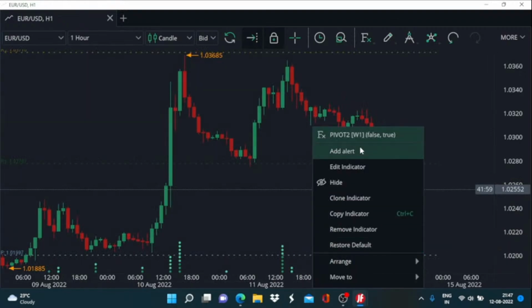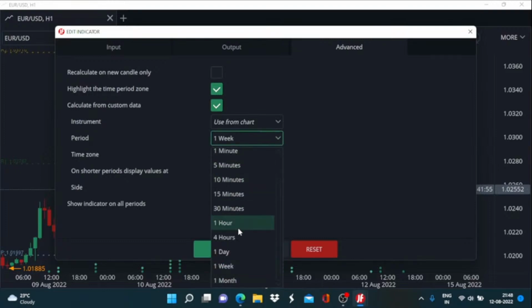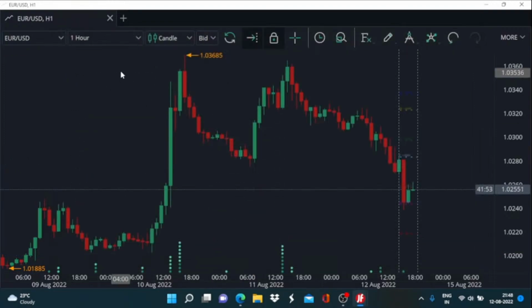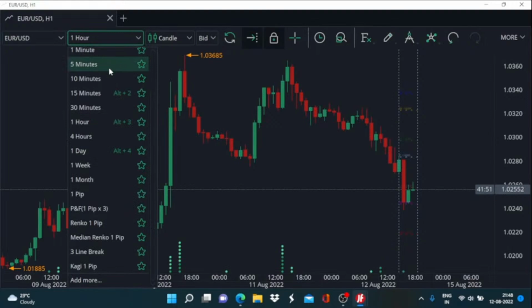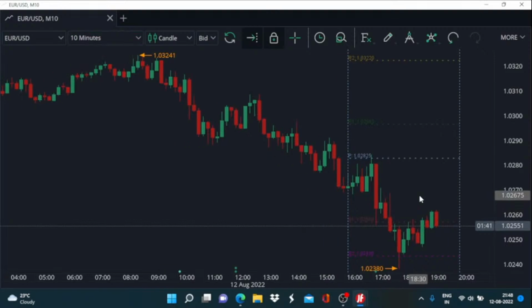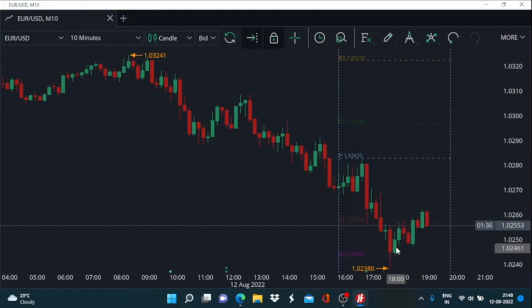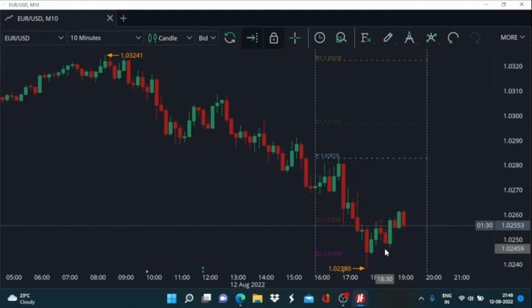Now let me edit it to 4 hours. So we have it now plotted for 4 hours. Whatever was the price volatility in the last 4 hours now gets reflected in these 4 hours. And as you can see, the Euro USD price has stabilized closer to the second support, and it has bounced somewhat from that price zone.